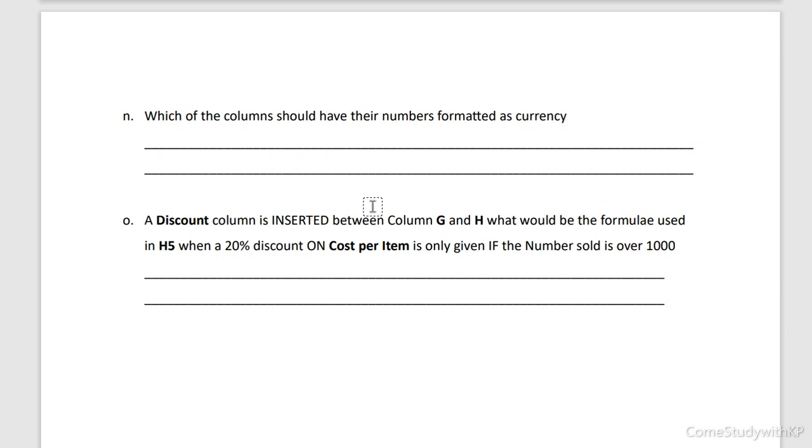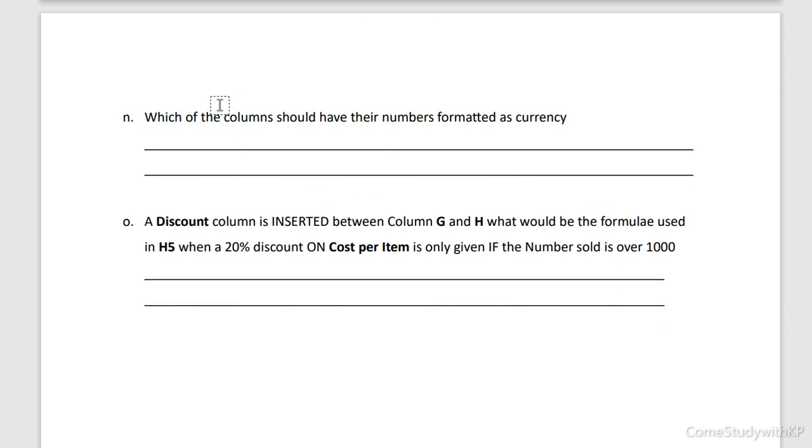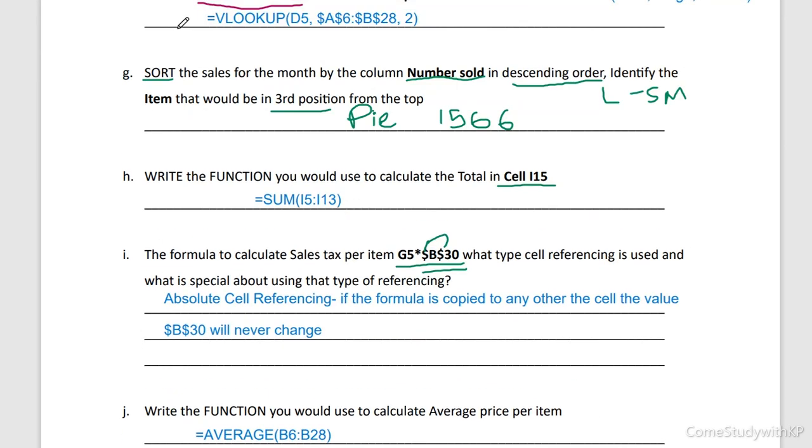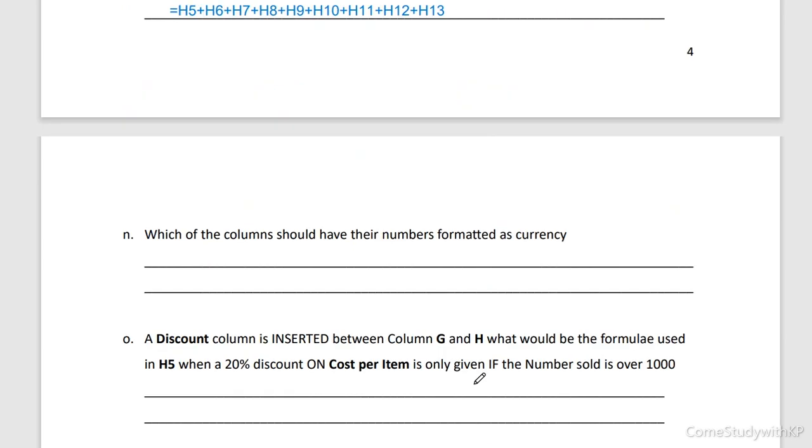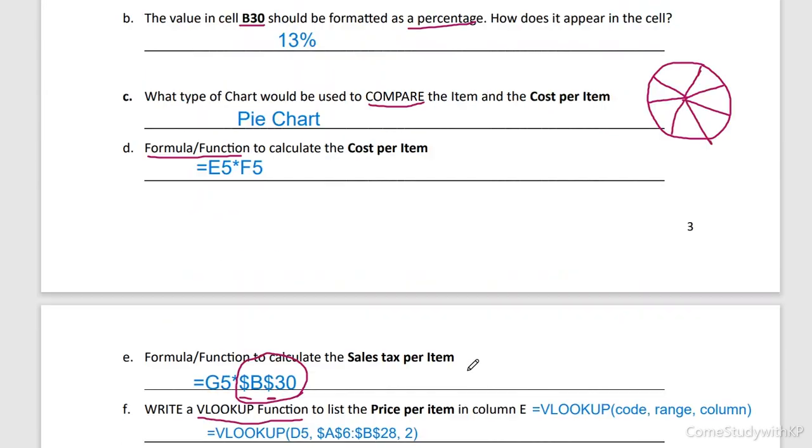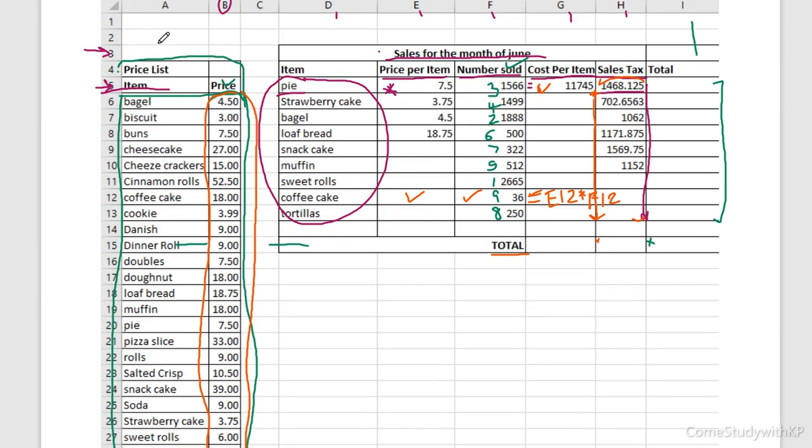Last two questions. Which of the columns should have their numbers formatted as currency? So let's look back at the grid. So we're formatting as currency. So we look at price. So look at B, price, ask for columns. So price would be currency.